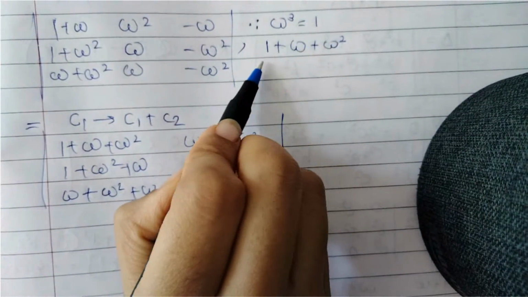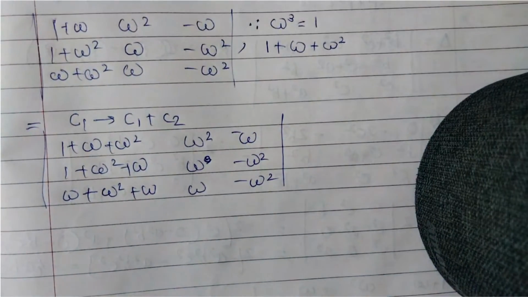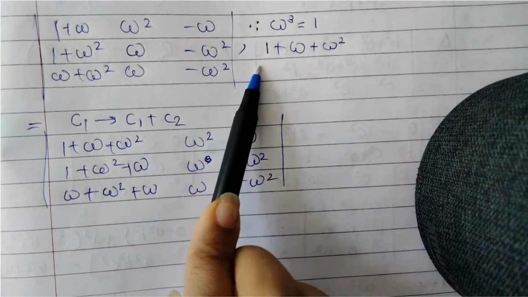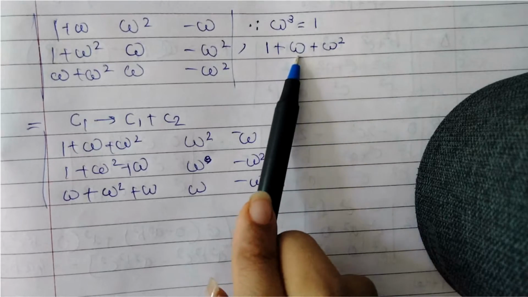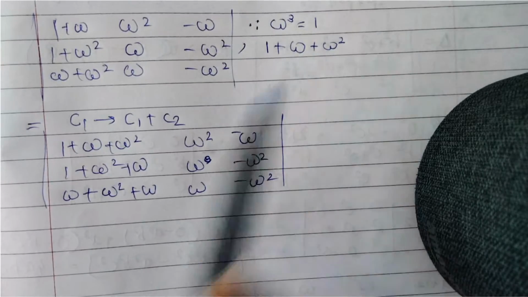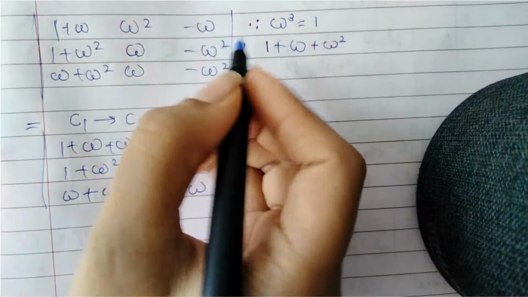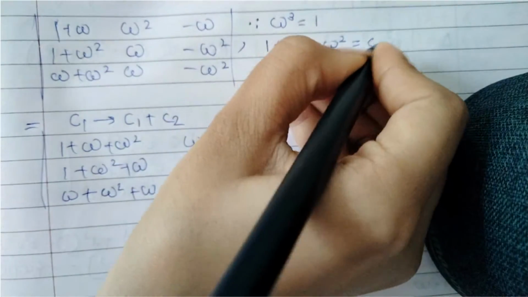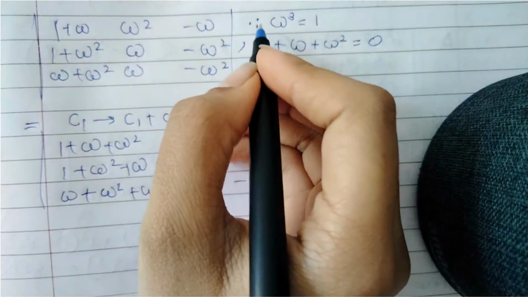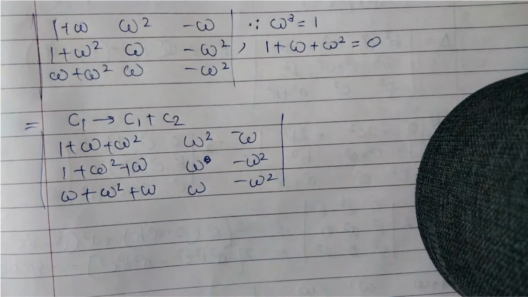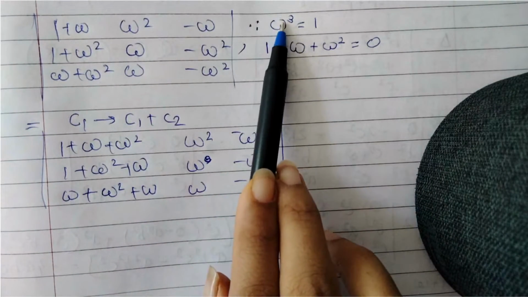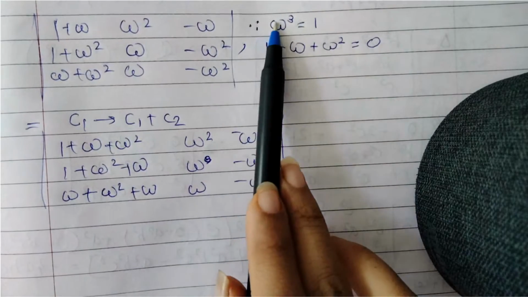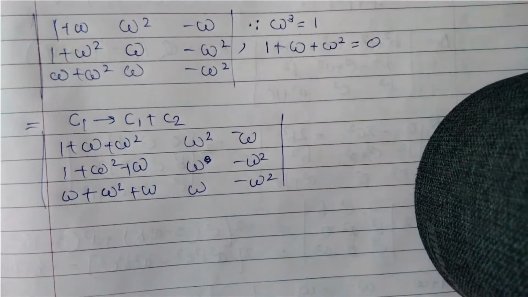1 is a real root, which is 1. Cube root of 1 is 1, which is a real root, and these two are imaginary, and hence they are given this name omega and omega square. So the sum of these roots is equal to 0. And another information that we need to use in this question is that cube root of 1 is omega, which means omega to the power 3 is 1.